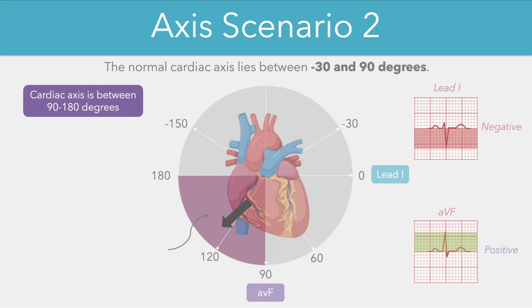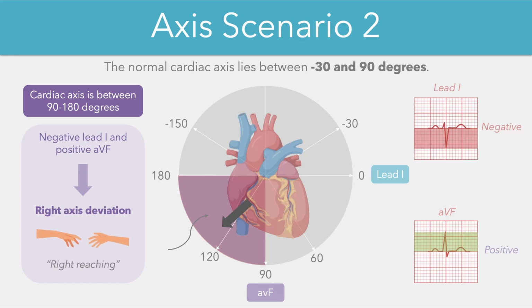Putting this information together, we can say that if we have a negative lead 1 and a positive AVF, this is representative of a right axis deviation. And one way to remember this is by the phrase "right is reaching", because you can see that both QRS complexes are trying to reach one another.